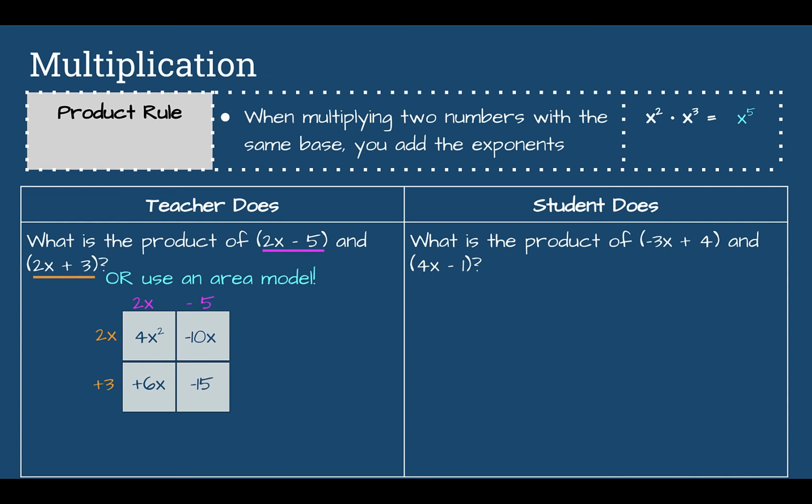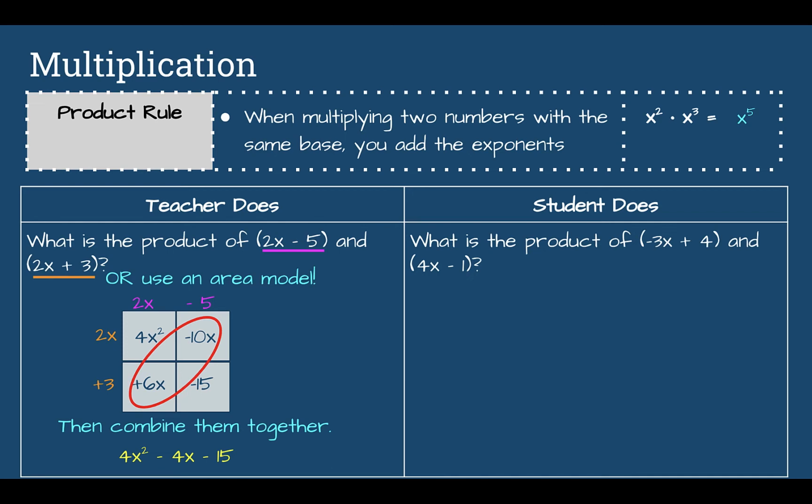With this model, if you set it up correctly and have things in standard form, what ends up happening is your like terms, when you need to combine them together, are diagonal of each other. So I would still combine those two together and end up with the same product, 4x squared minus 4x minus 15.